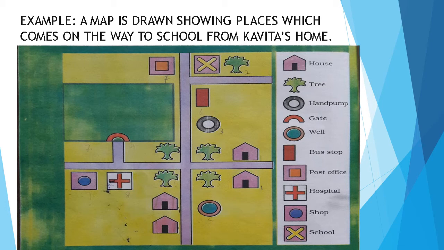Now let us observe this map which shows the places that come on the way when Kavita travels from her school to home. From the map, places like tree, hand pump, well, bus stop, post office, hospital, shop can be reported.